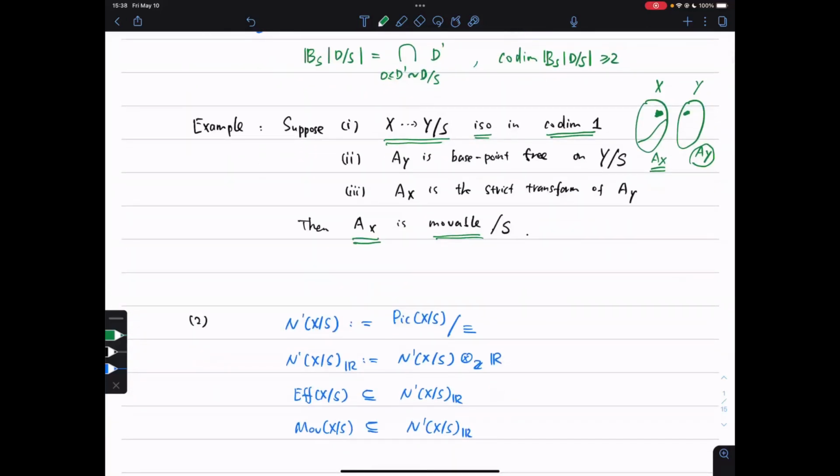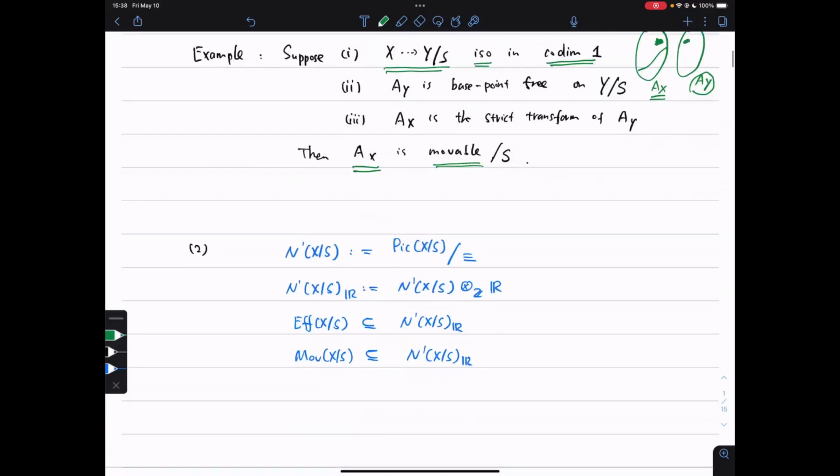All right, next ingredient are some cones for varieties or fiber spaces. First we define the Néron-Severi group. We take the group of isomorphism classes of Cartier divisors, the Picard group, and then we mod out by numerical equivalence. Numerical equivalence means two divisors have the same intersection with curves. And this is the Néron-Severi group.